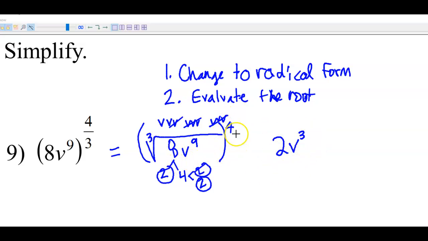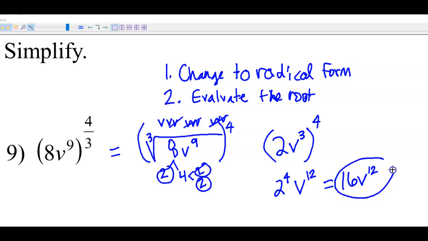And now I need to remember that everything was raised to the fourth power. So I'm going to raise 2 to the fourth power, and I'm going to raise v to the third to the fourth power. Remember, if I have a power raised to a power, I multiply the power, so this would be v to the 12th. And then I can simply multiply out 2 to the 4th. 2 to the 4th is equal to 16. So this would equal 16 v to the 12th power. Okay? So let's go ahead and try another one.